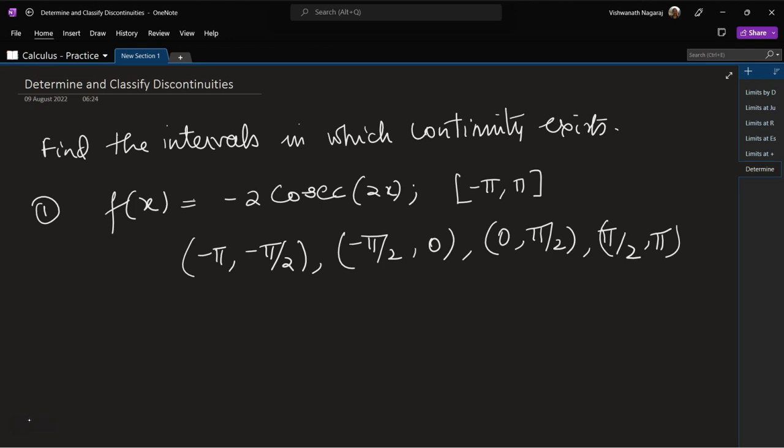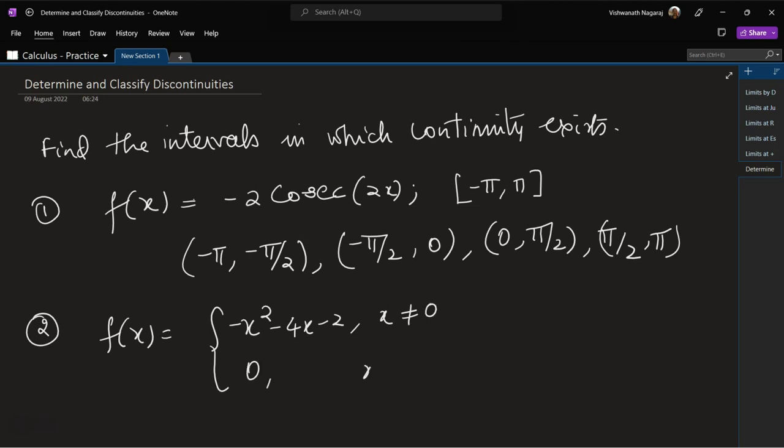So here, at minus pi by 2, there is a discontinuity. Similarly, at pi by 2, there is a discontinuity. And there is a discontinuity at 0. In the previous session, we have seen how to find the discontinuities. Okay. So, second one, f of x is equal to minus x square minus 4x minus 2 when x is not equal to 0, and 0 when x equal to 0.